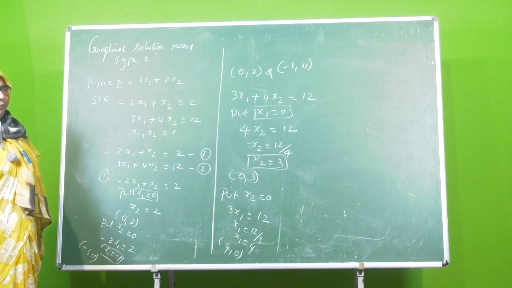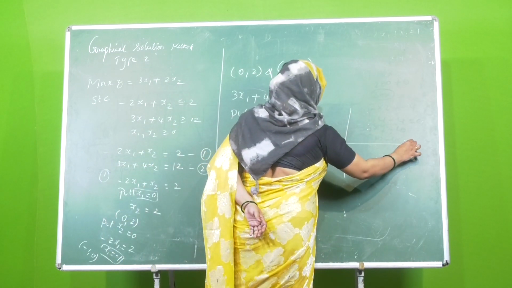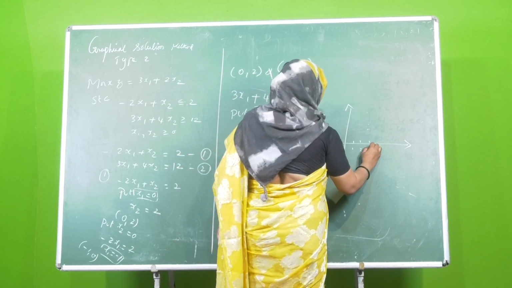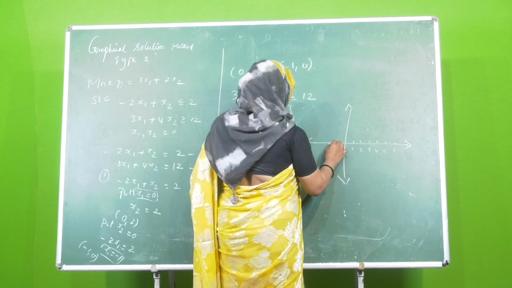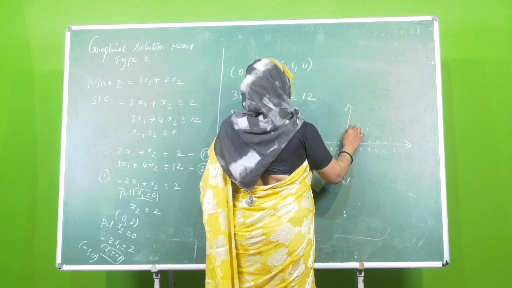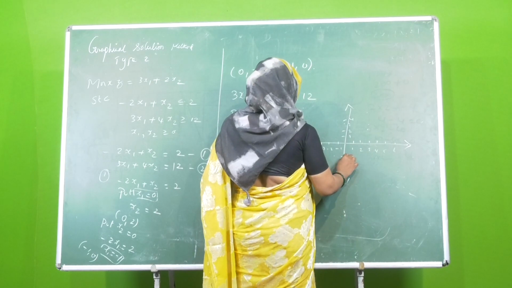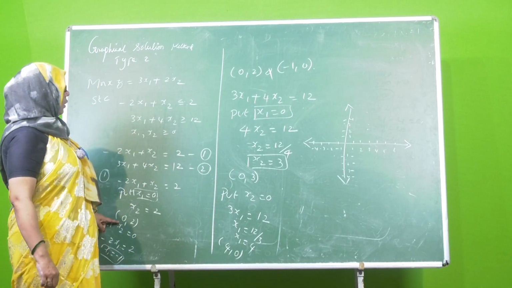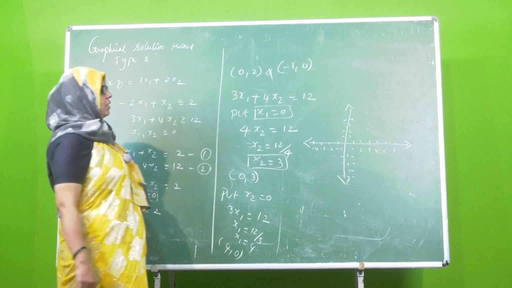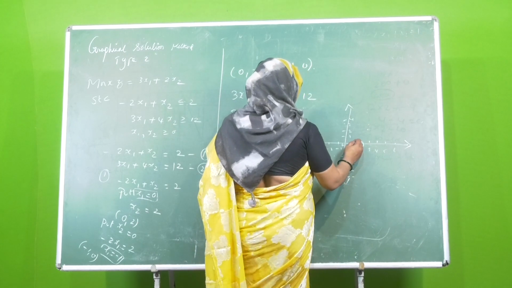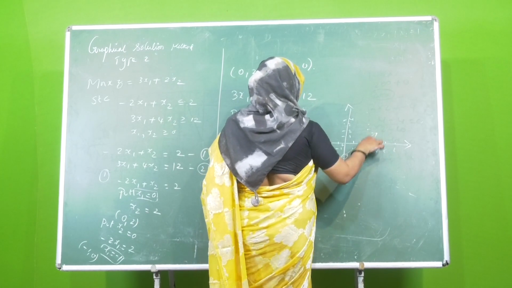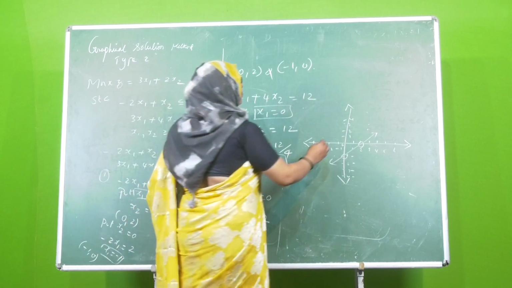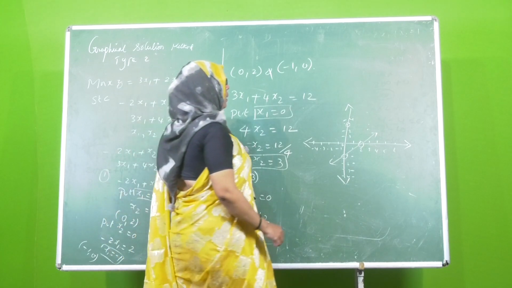Now we are going to plot the graph. So what are the points? (0, 2) and (minus 1, 0). Next points, (0, 3) and (4, 0).